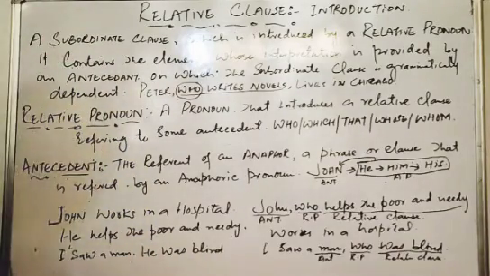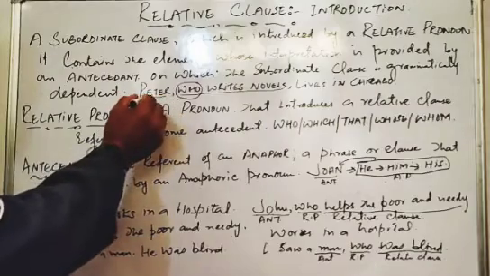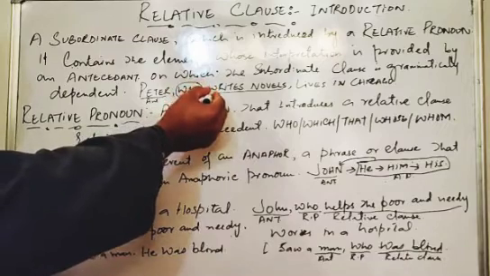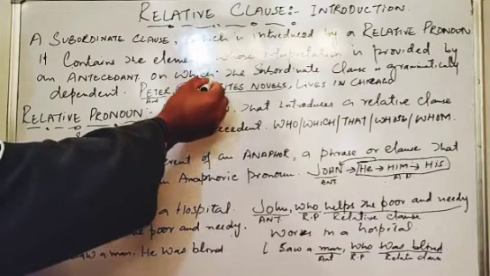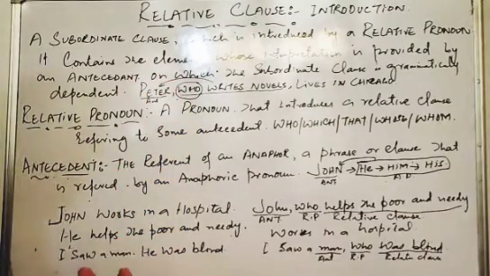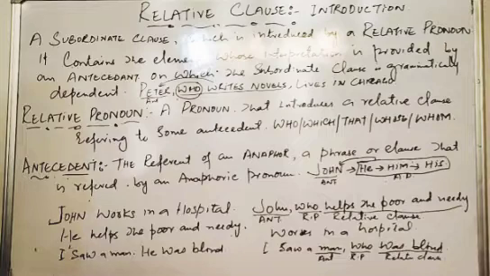It contains the element whose interpretation is provided by an antecedent. This Peter, this is the antecedent. The element which this relative clause provides gives us information about the antecedent, that's Peter, on which the subordinate clause is grammatically dependent. Okay, Peter, antecedent, we will discuss these terms later on.